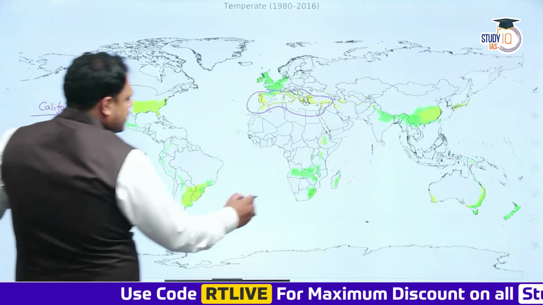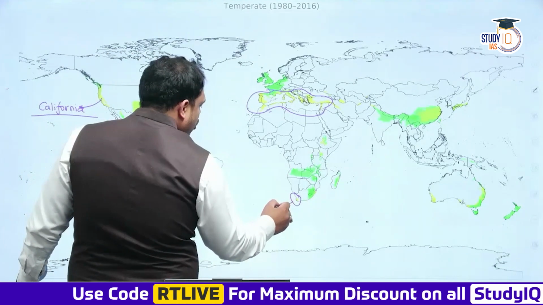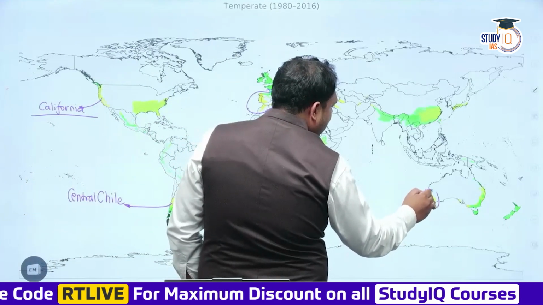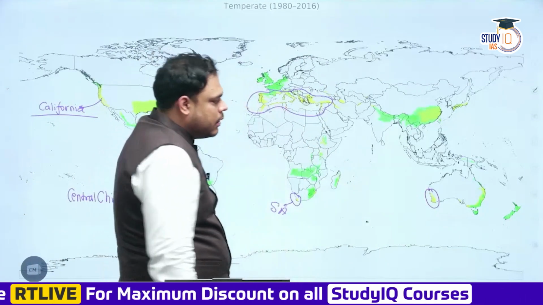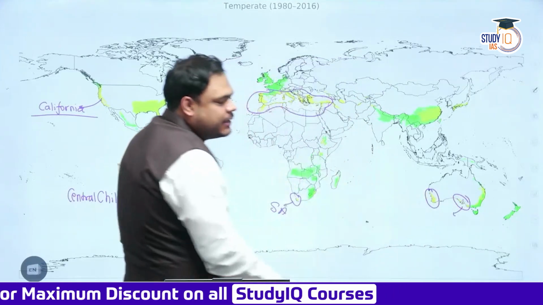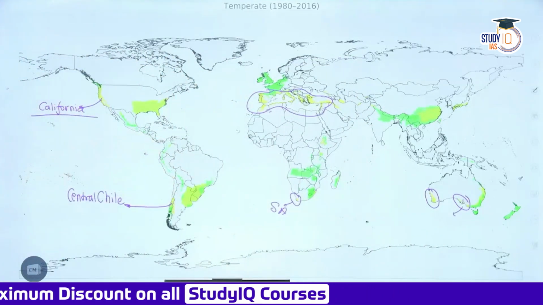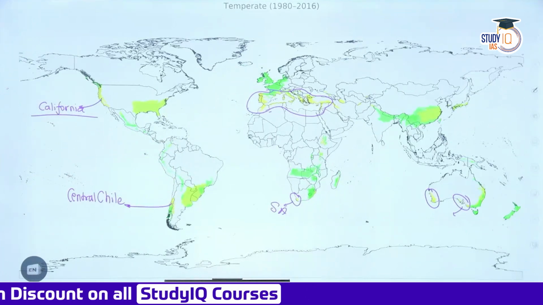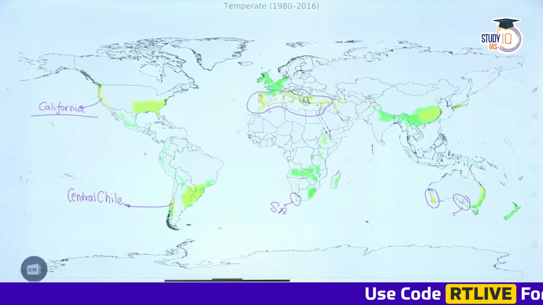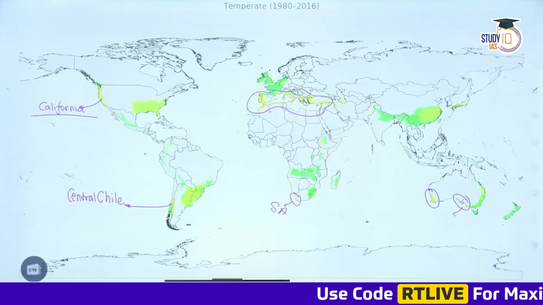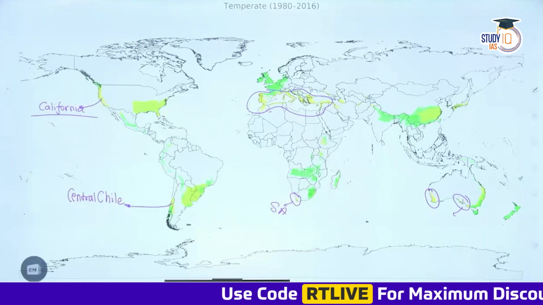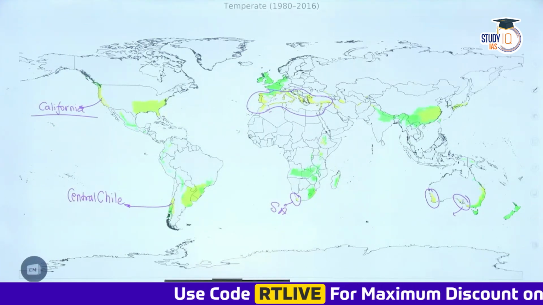Other than these areas, the southwest coast of South Africa and the western coast of Australia, where Perth city is, and the city of Melbourne is also there. Two major cities, Melbourne and Perth. What is the financial capital of Australia? Melbourne. Where do matches happen more? In Melbourne. Sydney, Canberra are capitals. Melbourne is a very huge city, a liveable city, the most sought after city in Australia.